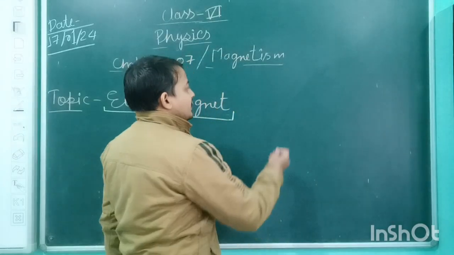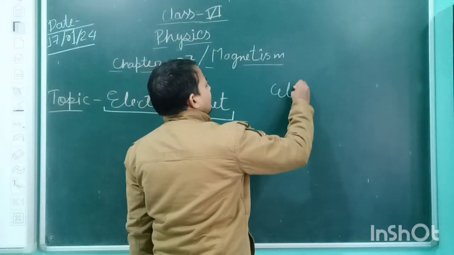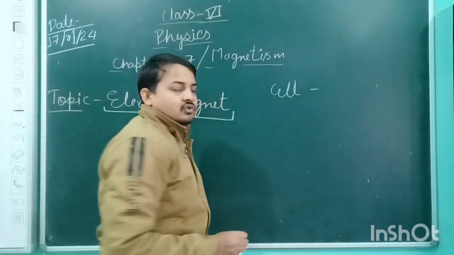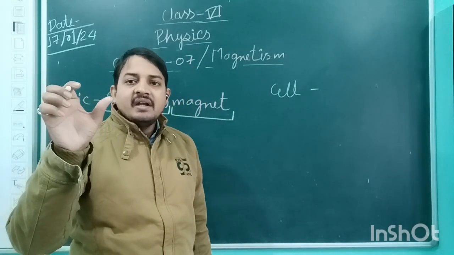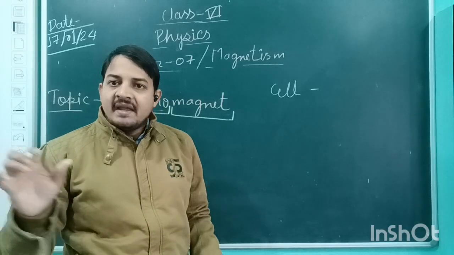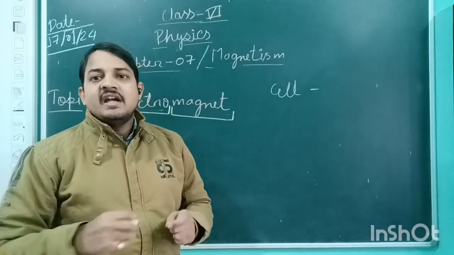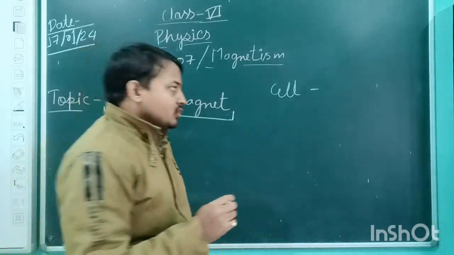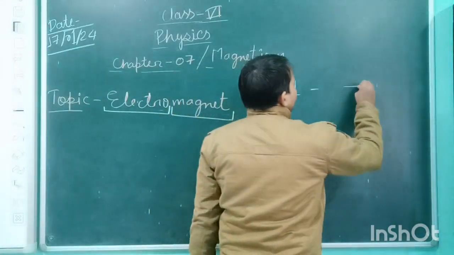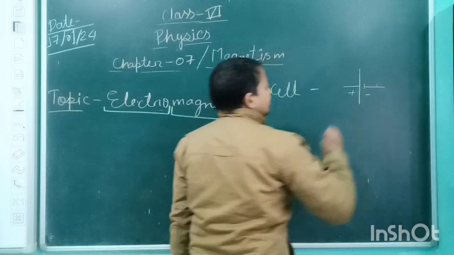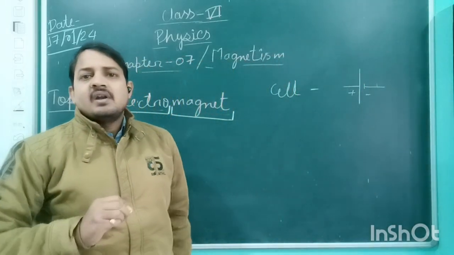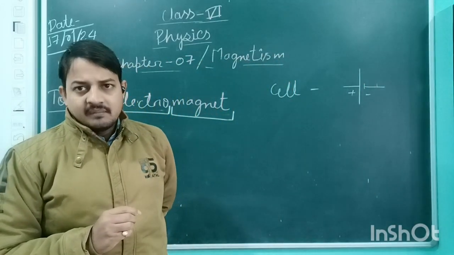Like if I have to represent a small cell, how do I represent it? Either I draw the actual cell, but it is not possible for everyone to make a similar drawing. That is why we are using a different kind of symbol. We are using a symbol like this. The bigger line represents the positive terminal, and the smaller line represents the negative terminal.